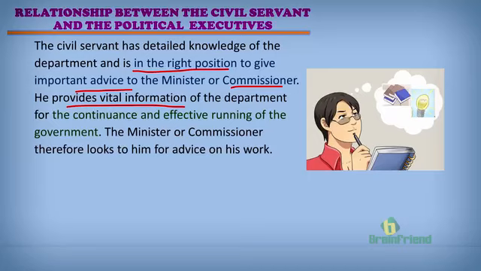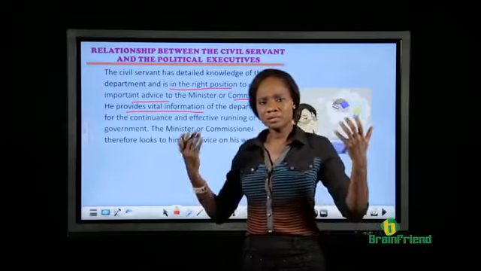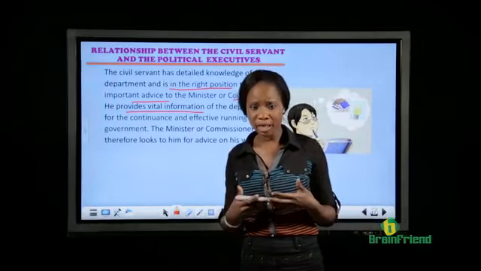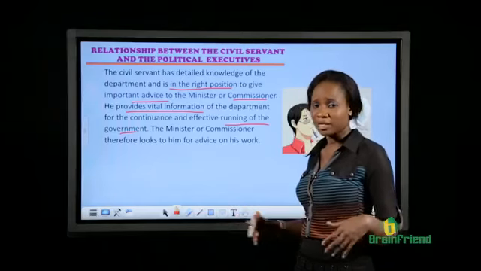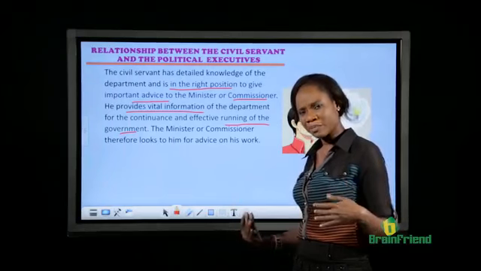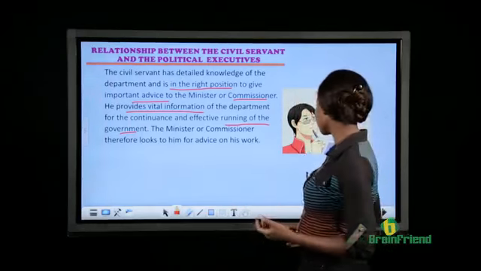Like we had said, the civil service is relatively more permanent. And so as time goes on, they must have had different information, different projects and policies they would have carried out. And as a result of all of this, they would have gotten a whole lot of experience. So when new political executives come in, they pass on this vital information for continuance and effective running of the government. So the political executives, the ministers and commissioners, look up to these civil servants for advice concerning even their work. Most times they come and they really do not know the roles they are to play. Who helps them out? The civil servants help to tell them what they are to do.